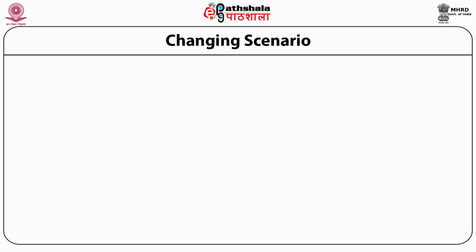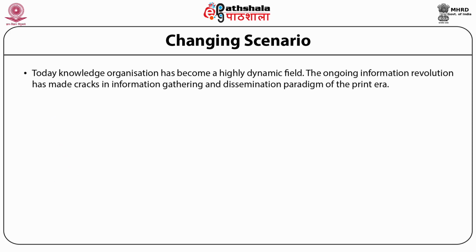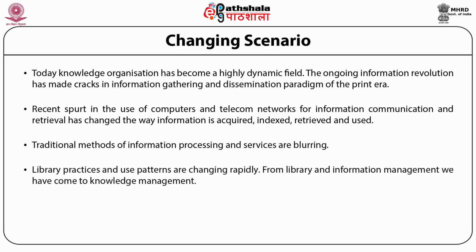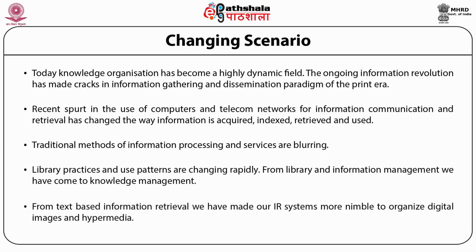Changing scenario in the information world. Today, knowledge organization has become a highly dynamic field. The ongoing information revolution has made cracks in the information gathering and dissemination paradigm of the print era. The recent spurt in the use of computers and telecom networks for information communication and retrieval has changed the way information is acquired, indexed, retrieved, and used. Traditional methods of information processing and services are blurring. Library practice and use patterns are changing rapidly. From library and information management, we have come to knowledge management. From text-based information retrieval, we have made our information retrieval systems more nimble and precise, to organize digital images and hypermedia.